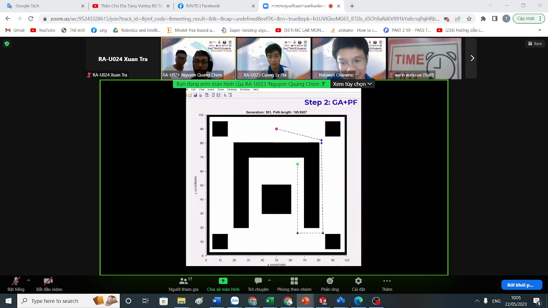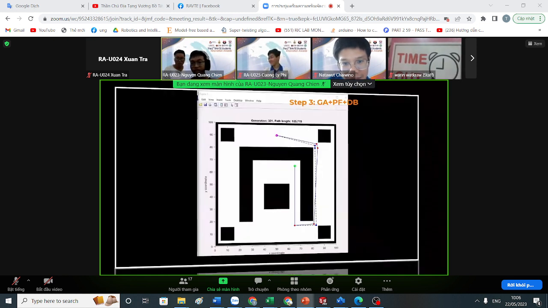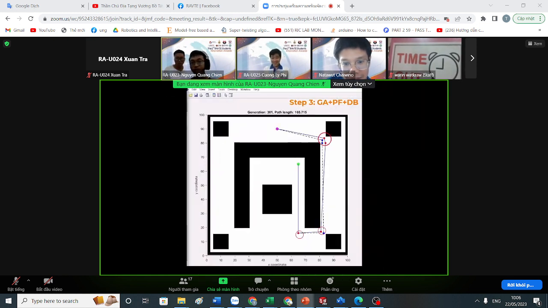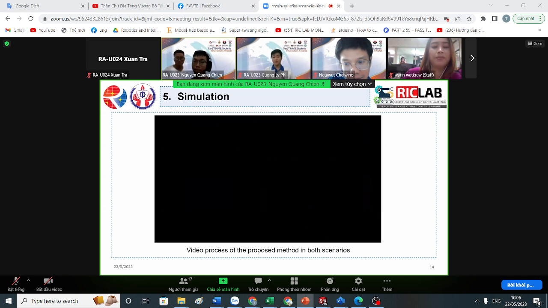The potential field is used for avoiding obstacles too. And in the end, we use the Dubins curve for solving the non-holonomic constraint. And this is a simulation from MATLAB.